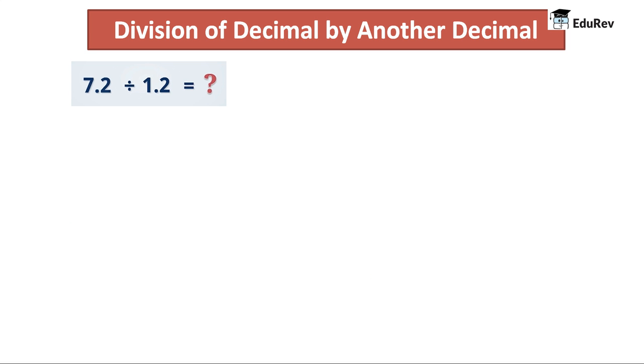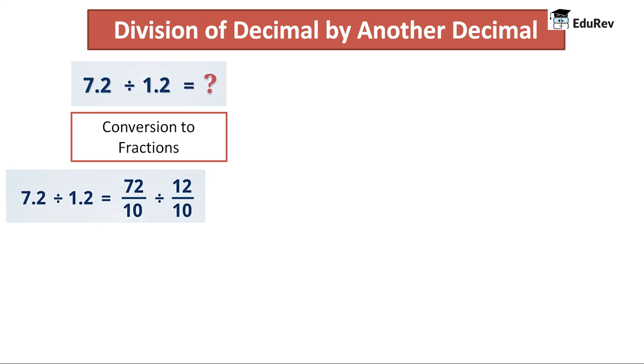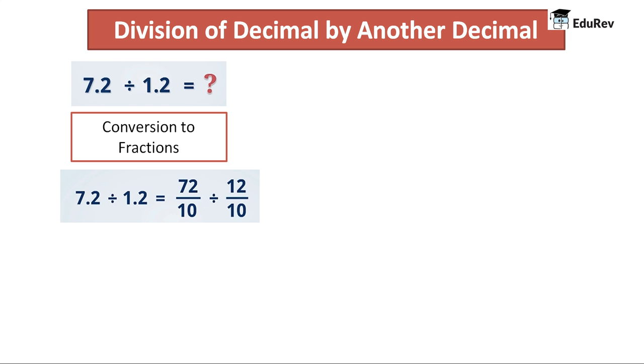Let us understand another type of division, which is division of decimal by another decimal. Here is the decimal 7.2 and it is divided by another decimal 1.2. Converting these decimals into fractions, we will get 7.2 divided by 1.2 as 72 by 10 divided by 12 by 10. We have converted these decimals into fractions.